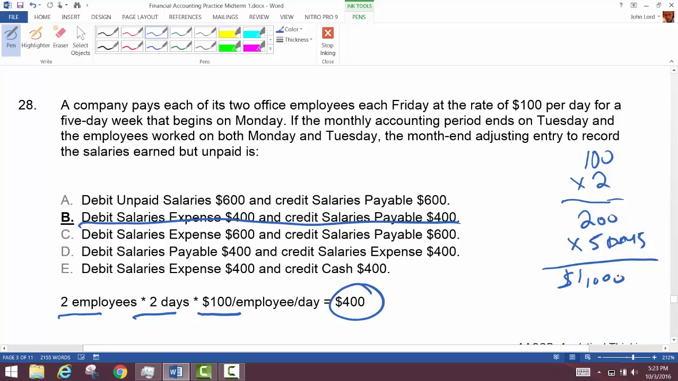Okay, so what journal entry do you want to make on Friday when we finally pay these guys? I mean, pretend you're one of these employees. How much money do you want from this guy? Debit salary expense 1,000. Salaries payable 1,000. Okay, well, no. Are we going to pay him any cash?